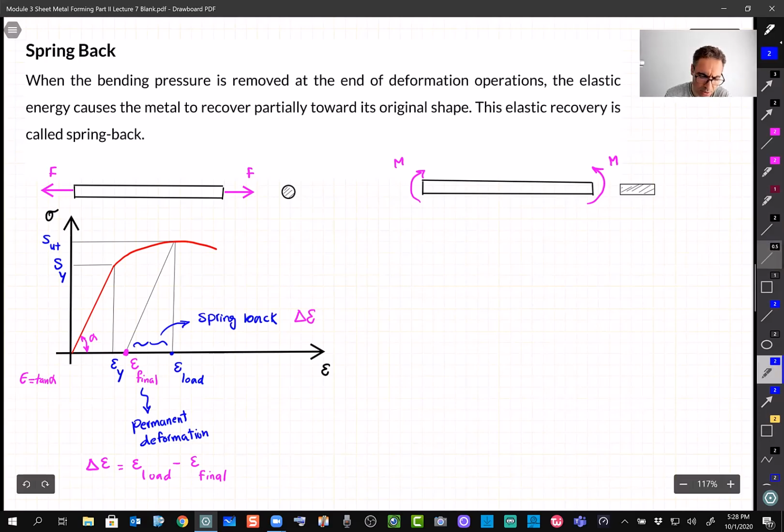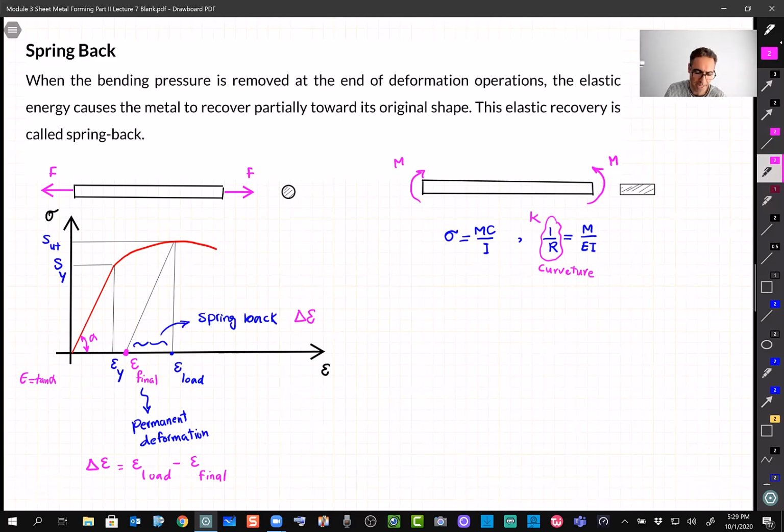So again, just to refresh your memory of the formula that we learned in the past, we said under bending, the stress sigma is M C over I, and the curvature 1 over R is M over EI, all right? So for simplicity, let's show this 1 over R by K, and we call it curvature. It's customary that people show it by K, okay?